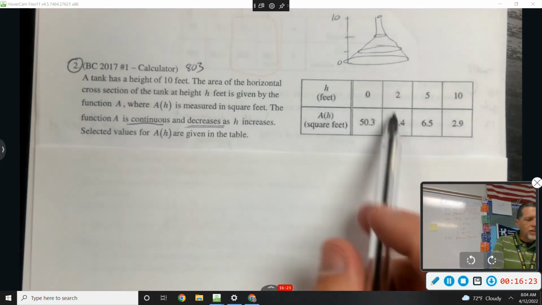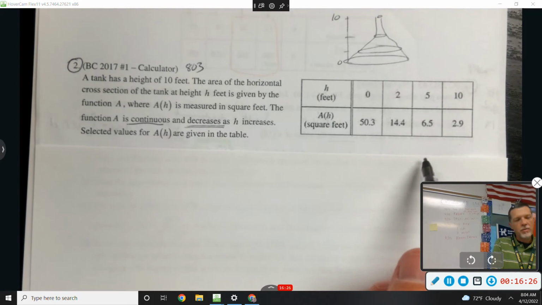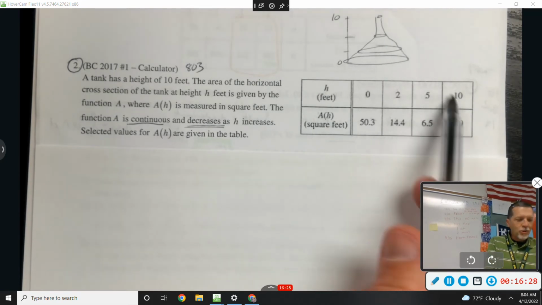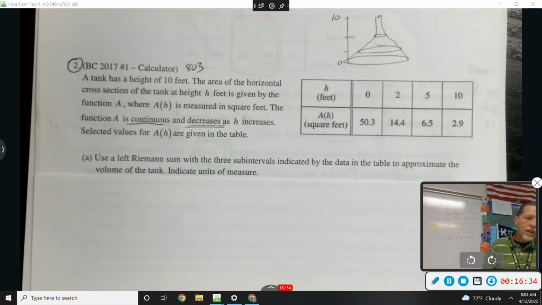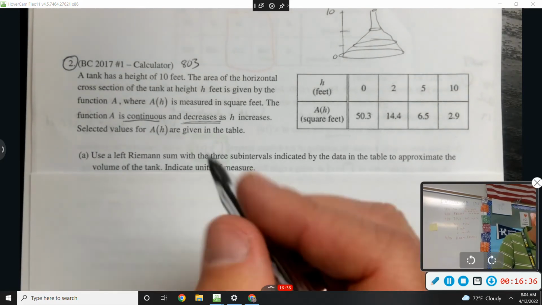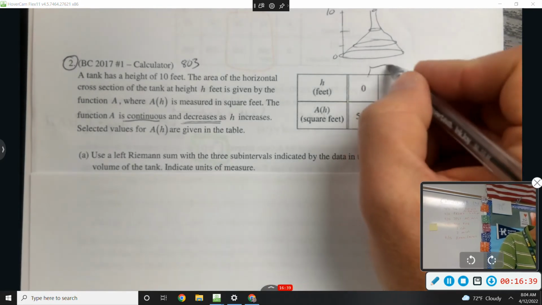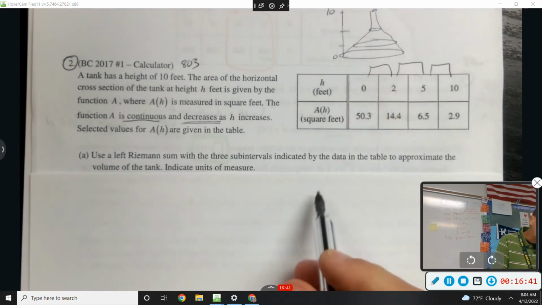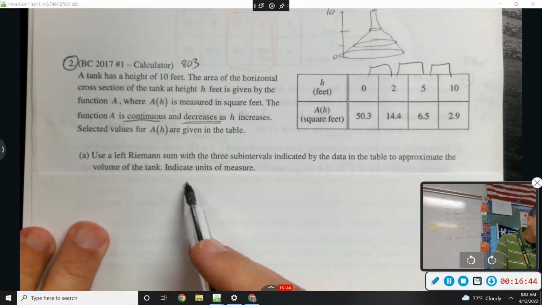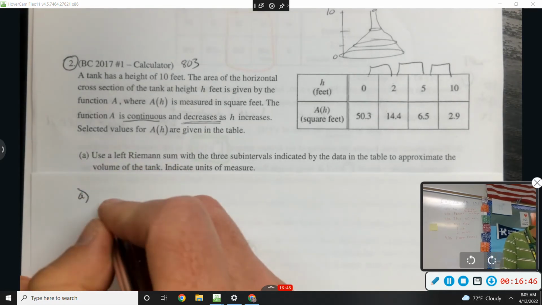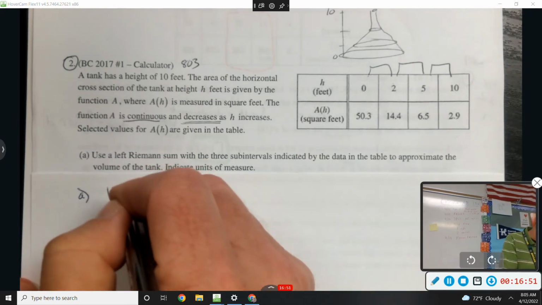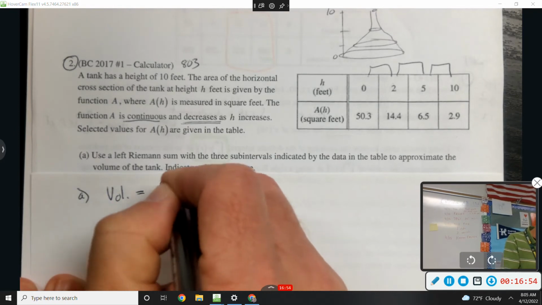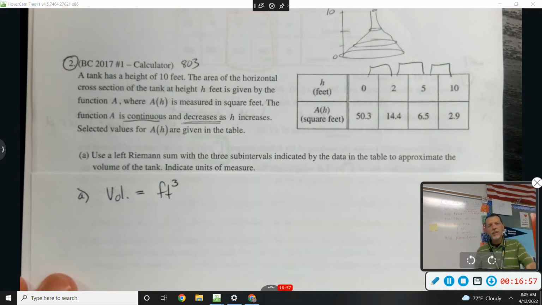This whole worksheet is tables, and so it's almost all Riemann sums. If you open the packet and you see a table, you can almost certainly think a Riemann sum is coming somewhere. Part A. Use a left Riemann sum with 3 subintervals to approximate the volume of the tank. Indicate units of measure. Well, square feet times feet is going to give me feet cubed. Maybe I could even say that to begin with. Volume is going to be in feet cubed. So if that's worth a point, we just got ourselves a point.